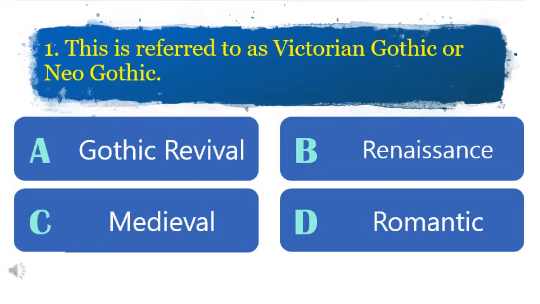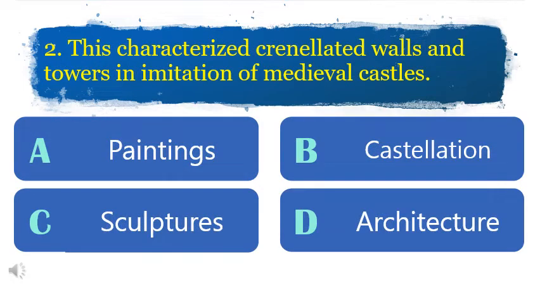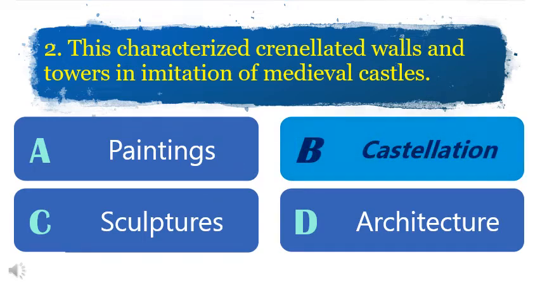This is referred to as Victorian Gothic or Neo-Gothic. A. Gothic Revival. B. Renaissance. C. Medieval. D. Romantic. The correct answer is letter A. Number 2. This characterized crenellated walls and towers in imitation of medieval castles. A. Paintings. B. Castellation. C. Sculptures. D. Architecture. If your answer is B, correct.